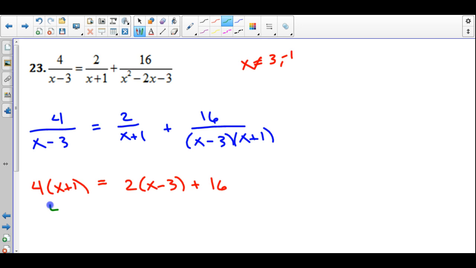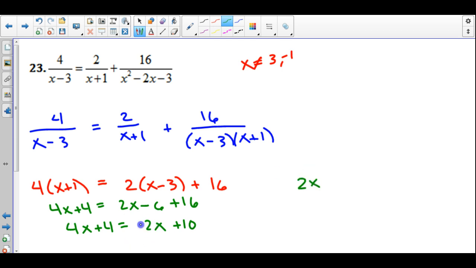So I'm going to distribute. So I get 4x plus 4 equals 2x minus 6 plus 16. So then I'm going to bring this down as 4x plus 4 equals 2x plus 10. And then we'll just solve this. I'm going to bring over the 2x on the other side. So by subtracting, and I'm going to bring the 4 over here. So 10 minus 4 is going to give me 6. And then I know at the very end when I divide, I'm going to end up with 3.